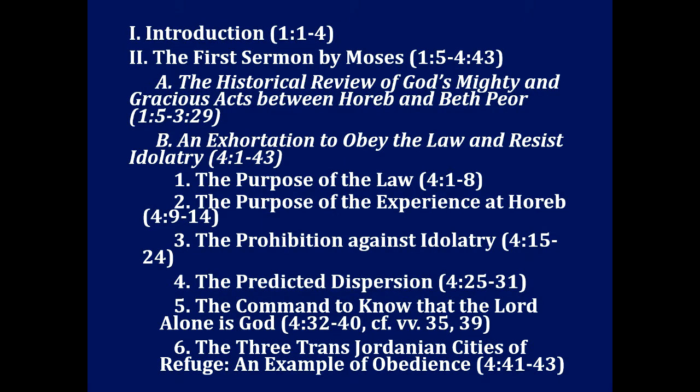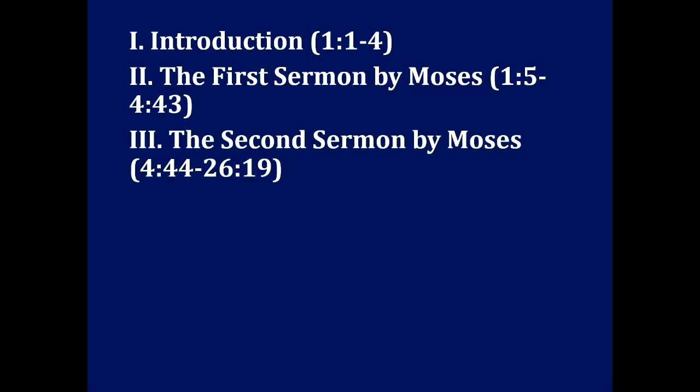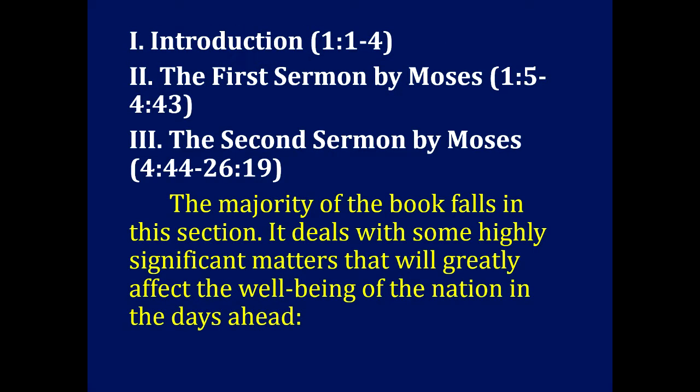The three Transjordan cities of refuge are an example of obedience, chapter 4, verses 41 through 43. And that moves us into the second sermon of Moses. And the bulk of the book occurs here. So starting in chapter 4, verse 44, notice with me: "Now this is the law which Moses set before the sons of Israel. These are the testimonies and statutes and the ordinances which Moses spoke to the sons of Israel when they came out from Egypt."